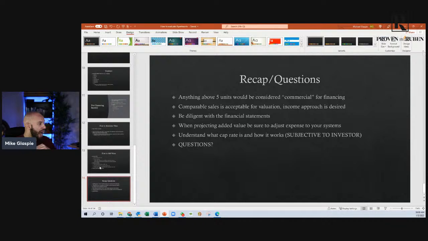right there. All right, and understand what a cap rate is, capitalization rate is, and understand how it works. Understand how it works, guys, because this will be the determining factor of when you start to win more deals than the next person because you can be more creative with your valuation.